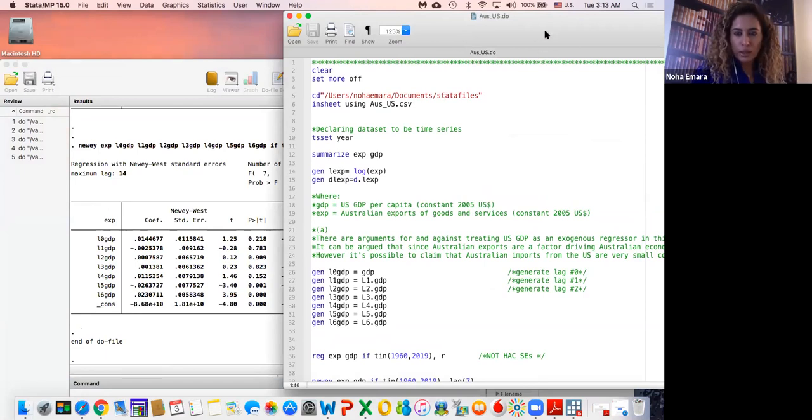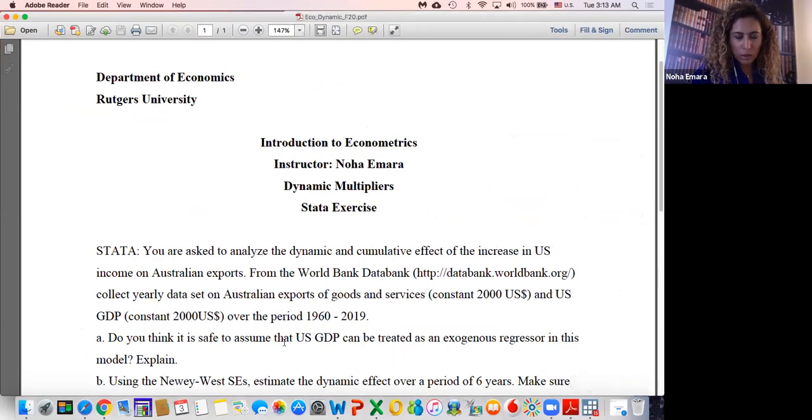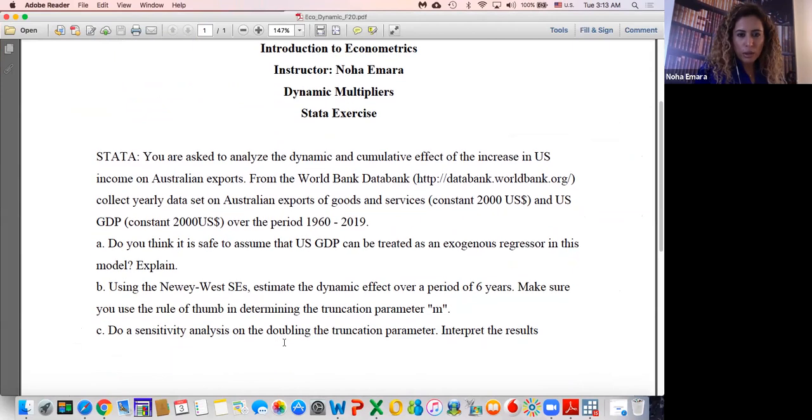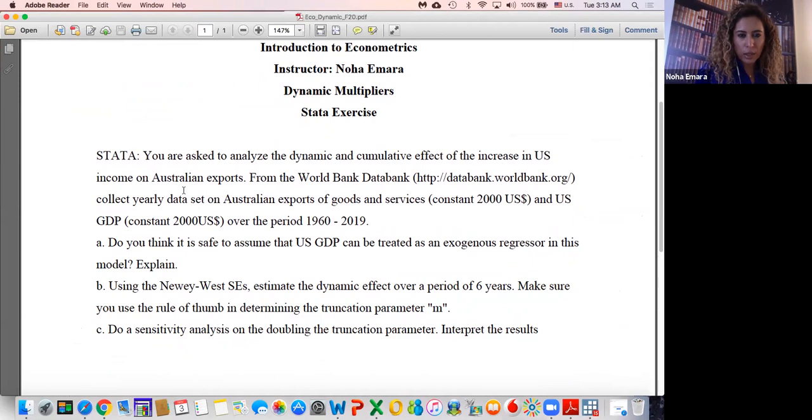So what we have here is a model. Actually, I have it right here. Is it this one? Yes, it's this question, so you have the question on Sakai. This model is about Australian exports, okay? We want to see how an increase in US income affects Australian exports. So Australian exports is our Y, our dependent variable, and the US GDP, which is a proxy for income, is our independent variable. You are asked to go to the World Bank Development Indicators website, which is the World Bank database.